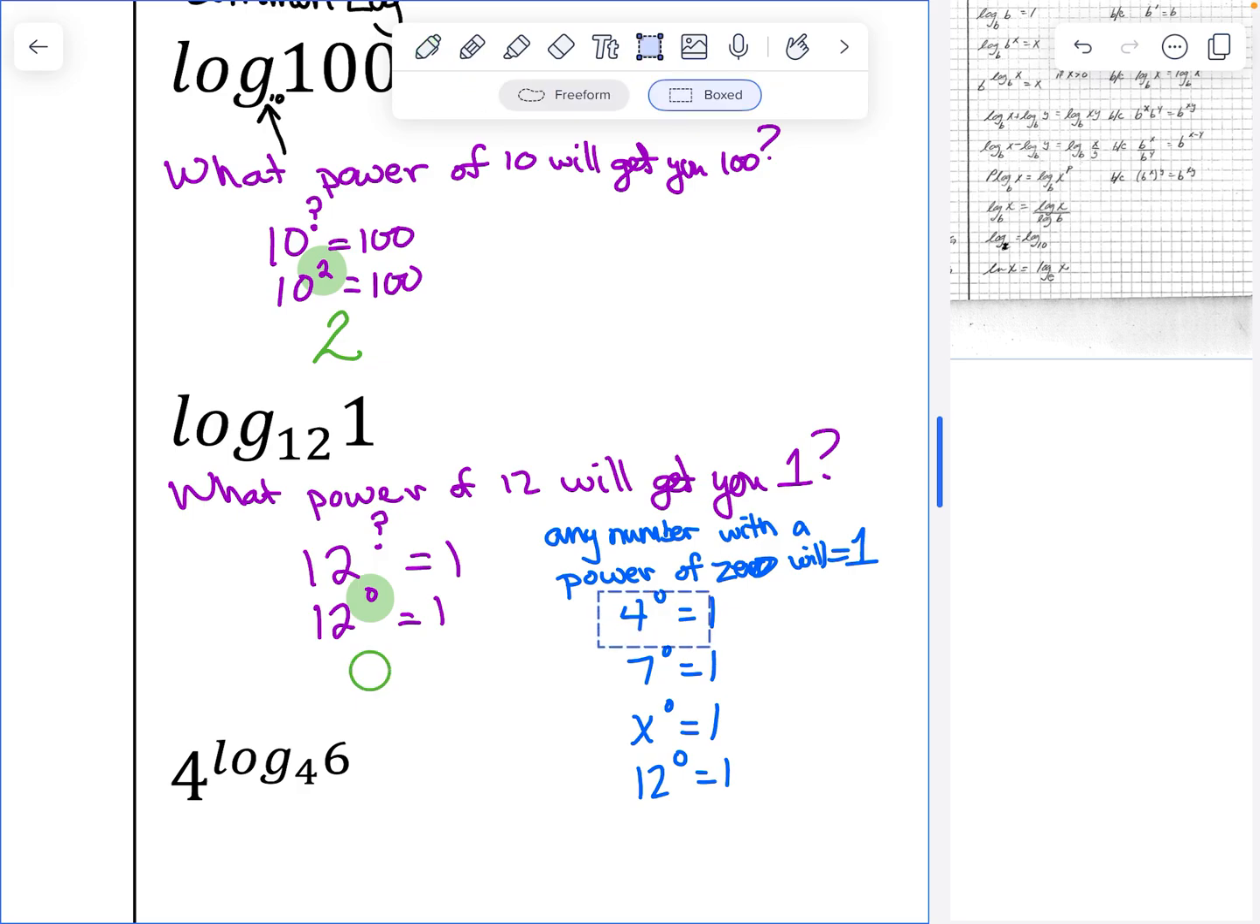Okay. So that is something that we learned in Integrated Algebra 2, and we probably haven't talked about it in a long, long time. So I'm sure it's been forgotten.